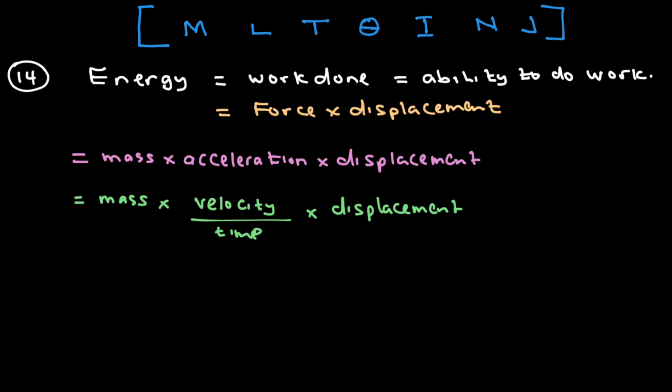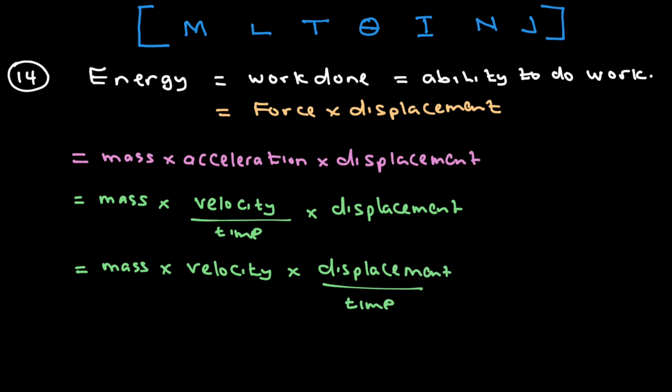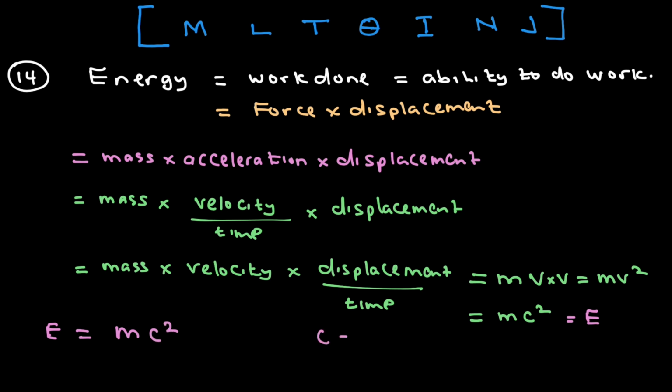But if we rewrite that as mass times velocity, then times displacement over time. What is displacement over time? That's velocity. So that equals mass times velocity times velocity, which is mv squared. And that can be written as mc squared. So the energy of Einstein is E equals mc squared, where c is equal to v.